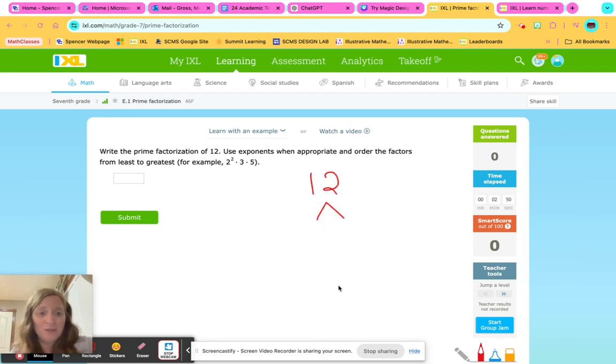There's other ways to do it. I do factor tree because it's easiest for me. So we could say 2 times 6, which would work. We could also say 3 times 4. I think I'm going to do 3 times 4. 2 times 6 is perfectly fine, but I'm going to do 3 times 4.